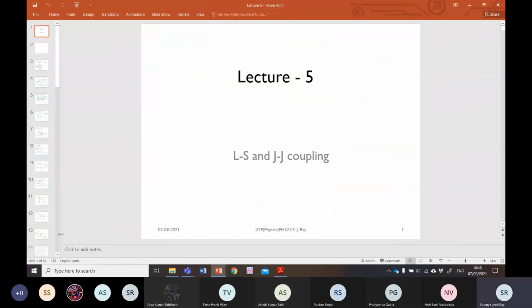In this chapter, we'll be talking about LS and JJ coupling. You have probably come across this earlier in your undergraduate studies, maybe in the quantum mechanics course, or even the atomic physics course. Now, what is LS and JJ coupling? As you know, L stands for orbital angular momentum, S stands for spin angular momentum, and J stands for total angular momentum.